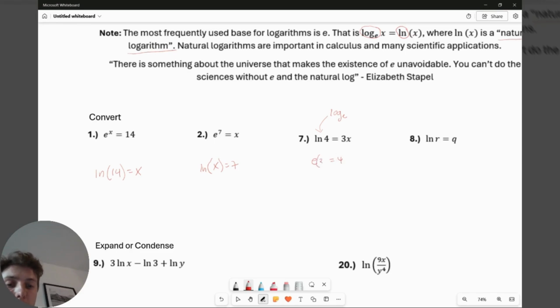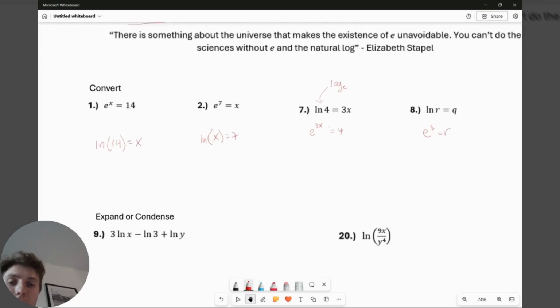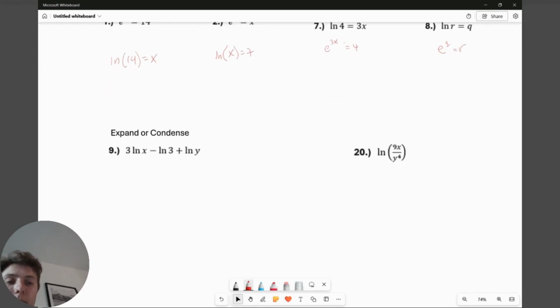Be careful. What I've been seeing is lots of people want to write this for some reason. We need exponential form, though. Exponential form means there's an exponent. So I've heard people say, okay, that just means get rid of the parentheses. No, that is not what it means, right? An exponent means the exponent is up top. The 3x needs to be raised. It is the power. Same idea with number 8. Identify the base, switch the other two. Converting forms should be a quick process.